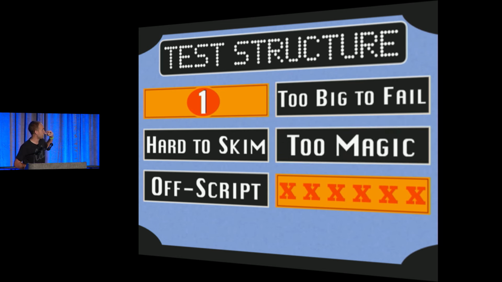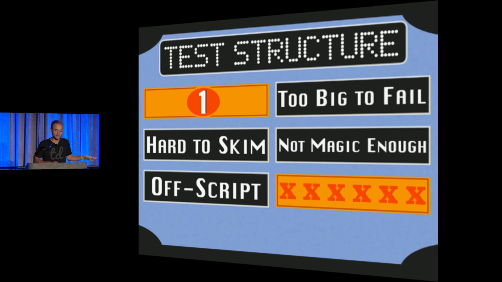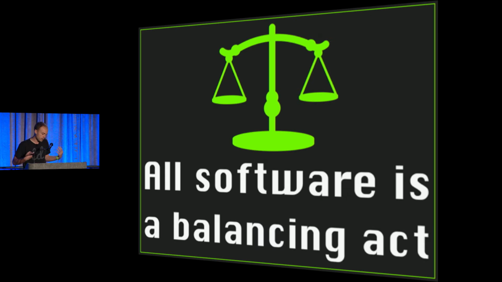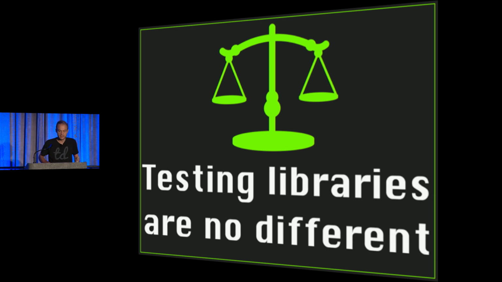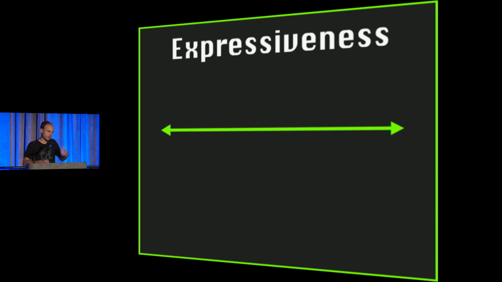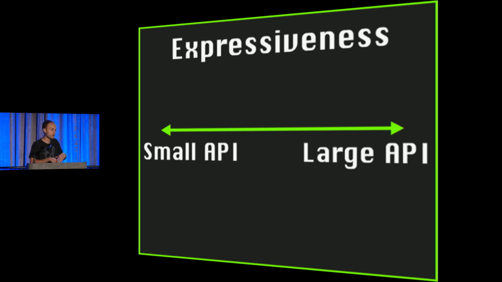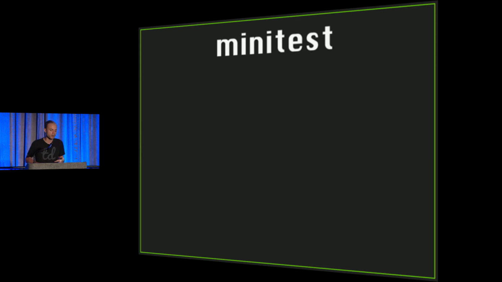Next up, I want to talk about magic. Some people really hate seeing a lot of magic stuff happen in their tests, and some test suites, frankly, don't have enough of it. Really, all software is obviously a balancing act, and testing libraries are no different. They vary dramatically in how expressive they are. Some have a small API, which usually means that they're not as expressive. Others have a large API where you have a whole lot of features, but you have to learn them all.